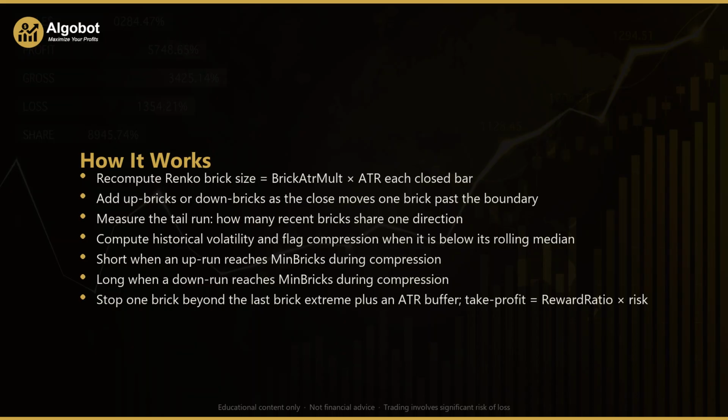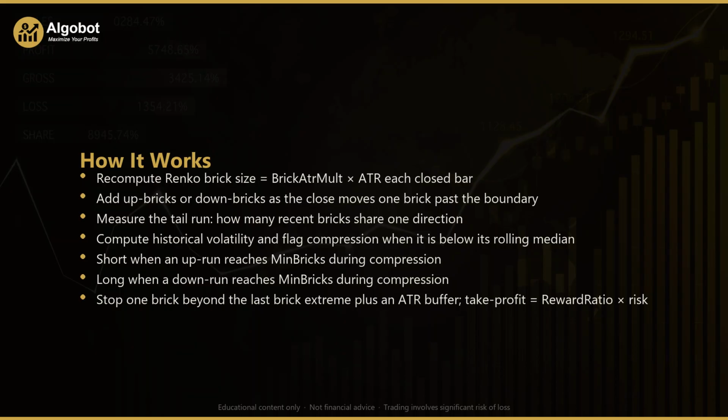Second, volatility. The strategy computes historical volatility from the recent log returns and adds it to a rolling history. Once it has enough readings, it compares the latest value to the rolling median. If the latest reading is below the median, the compression condition is satisfied.